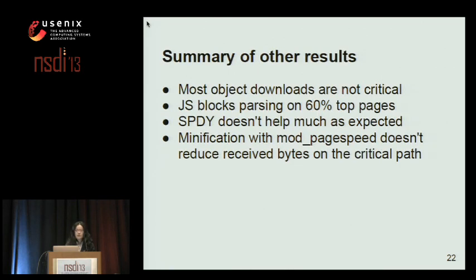We also have some other results and many more in our paper. For example, most object downloads are not critical, and JavaScript blocks parsing on 60% of the top web pages, so, as expected, synchronous JavaScript should be eliminated.